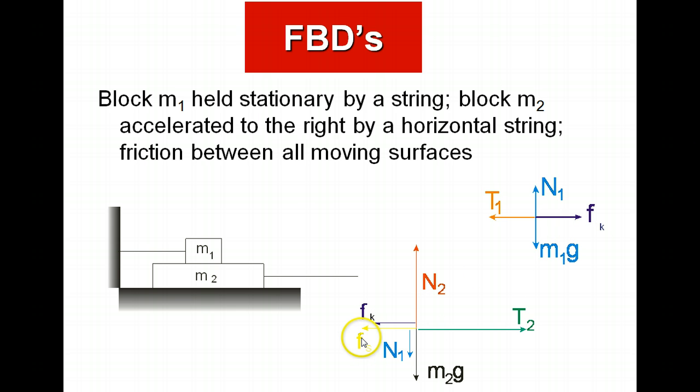There is another friction force here in yellow, poor choice of colors, and that's the friction force of the table on M2. There is also the tension in the string, T2. So the net force on M2 will be T2 minus Fk minus this friction force down here.